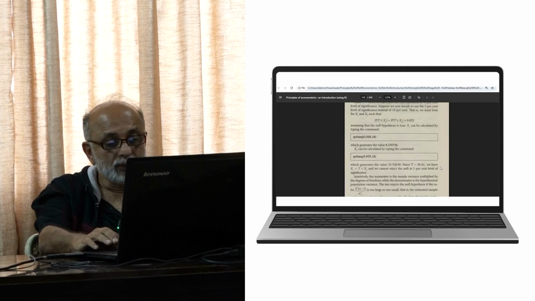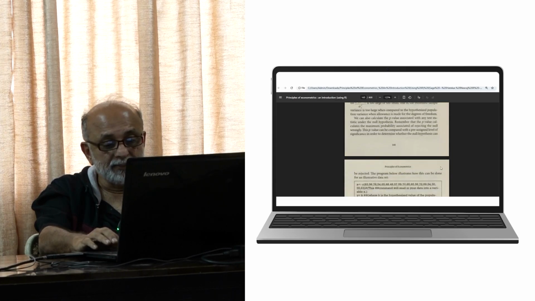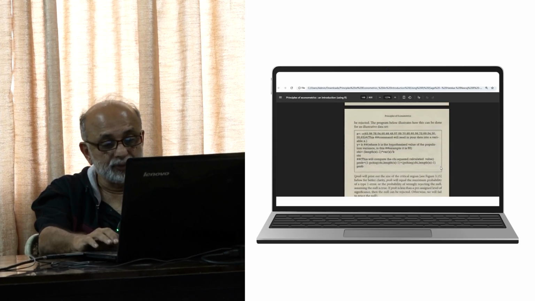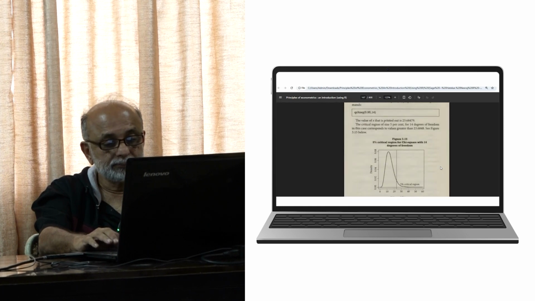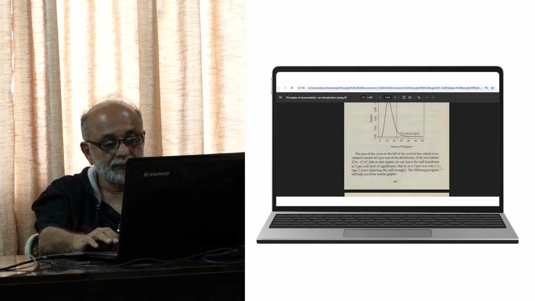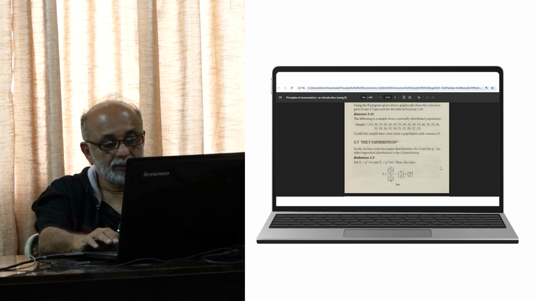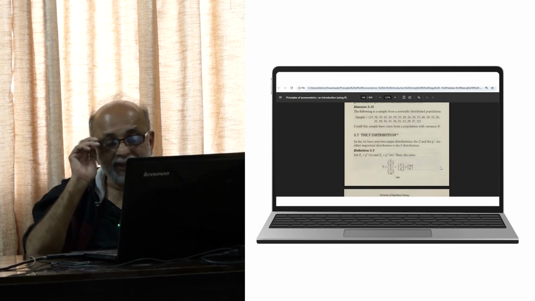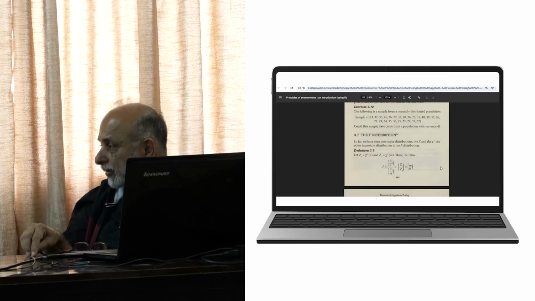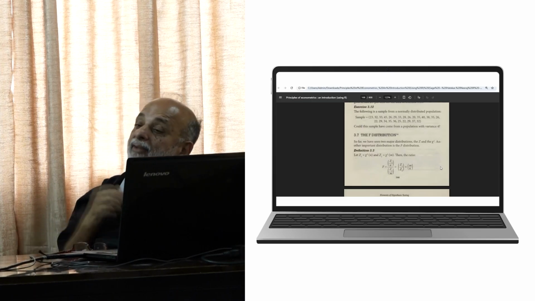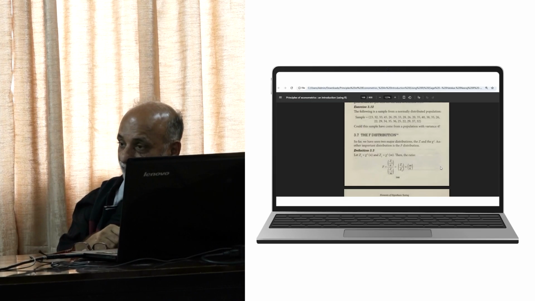Then you come to the next important distribution, called the F distribution. So what is an F distribution? Like the chi-square distribution is derived from the standard normal, the F distribution is derived from the chi-square.